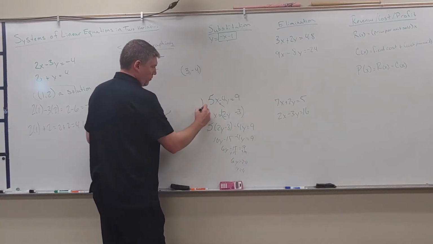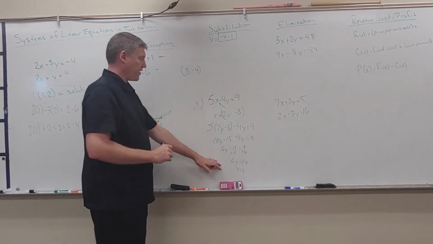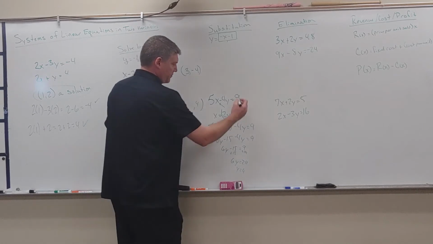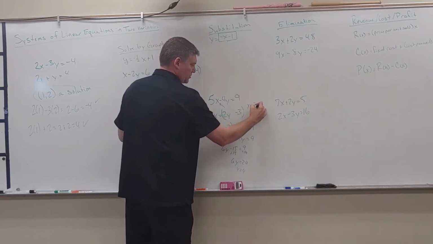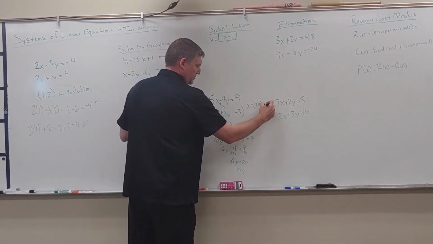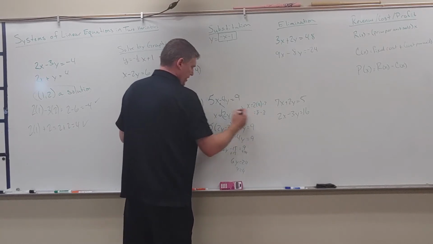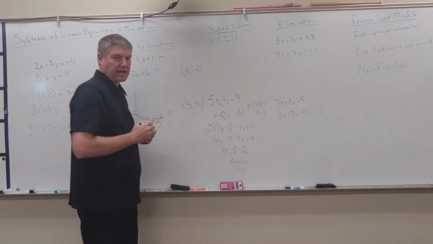So now I have a y of 4. To find my x, I can just plug it back in. x equals 2 times 4 minus 3. 8 minus 3 is 5. So there's my xy coordinate.